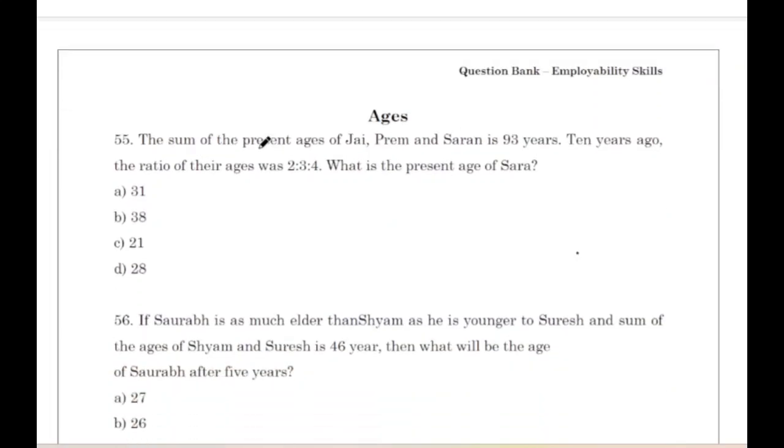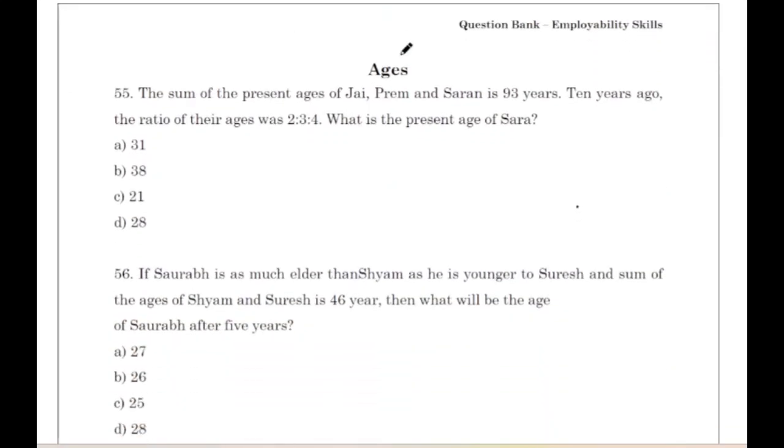Okay, now let us solve some problems from the chapter ages. The sum of the present ages of Jay, Prem, and Saran is 93 years. 10 years ago, the ratio of their ages was 2:3:4. What is the present age of Saran? This is not Sarah, this is Saran.